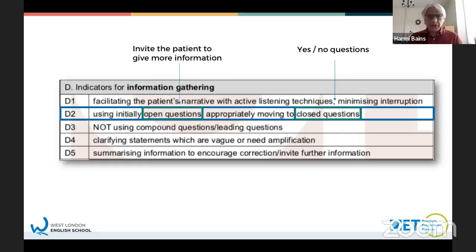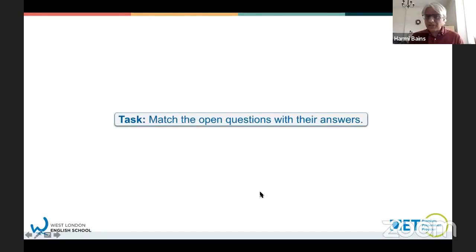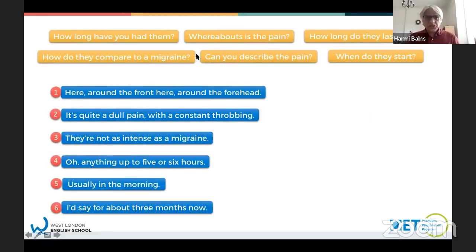So this is a tricky task, but you seem to be pretty good, so I'm sure you can manage. What you're going to do, you're going to match the open questions with their answers. There is a time limit again, guys. I think it's only a minute. You'll see at the top, you have questions, and at the bottom you have the answers. If you look at number 1 in blue, it says hair, around the front hair, around the forehead. Now, you've got to work out what's the question. Yeah, around the front hair, around the forehead. So which one is the question?